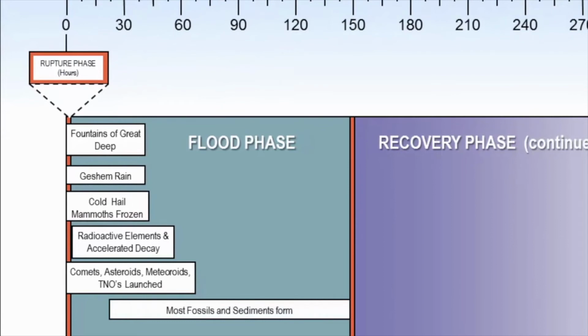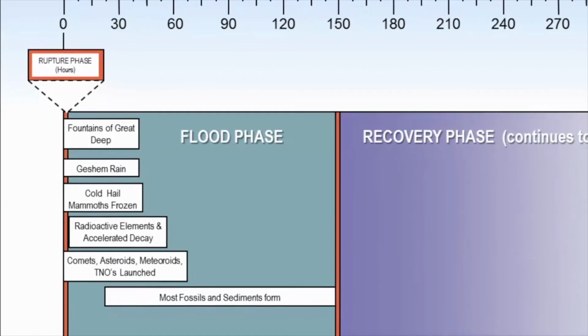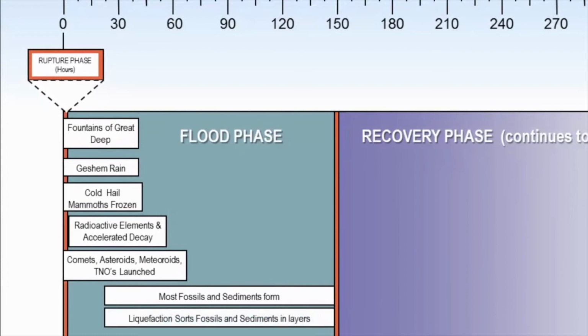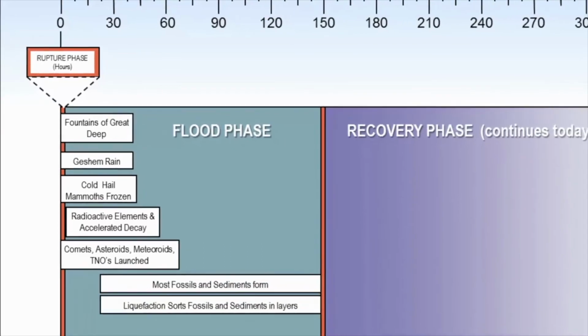Floodwaters continue to rise even though the rains have stopped, as subterranean waters continue to escape from below. Plants and animals are buried in the muddy waters and eroded sediments. Repeated liquefaction of sediments produces stratified layers in which buried animals and plants are sorted into a sequence that some today mistakenly claim was produced by millions of years of evolution.